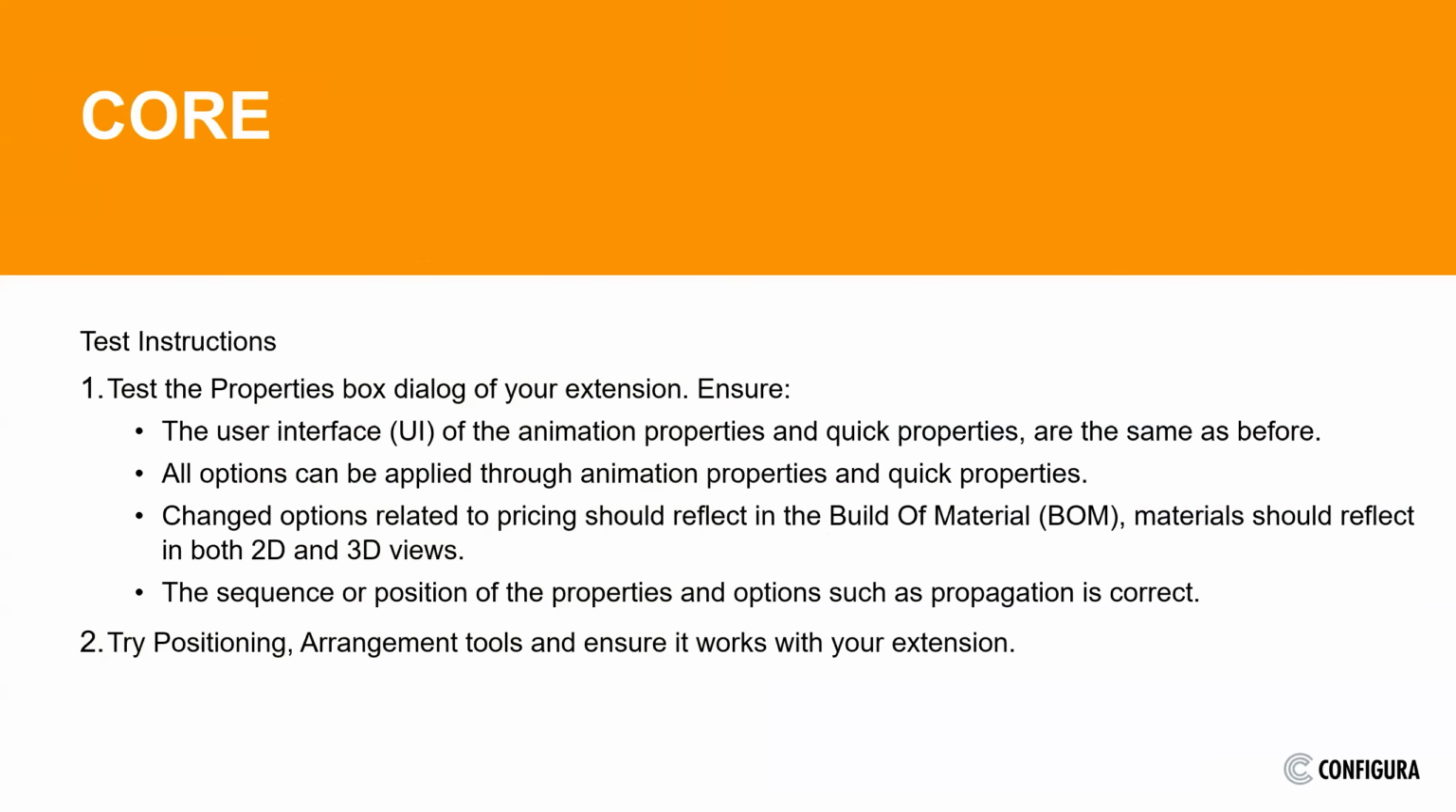Now, after you have migrated to 12.0, you will need to test the properties box dialog of your extension. Ensure that the UI of the animation properties and the quick properties are the same as before. Then you can toggle through different options, okay? Make sure that they can be applied through both AP and QP. Then you change options related to pricing. It should always reflect in the calculation dialog, which we call the bill of material, BOM. And you can try to change different materials and make sure it reflects in both 2D and 3D.